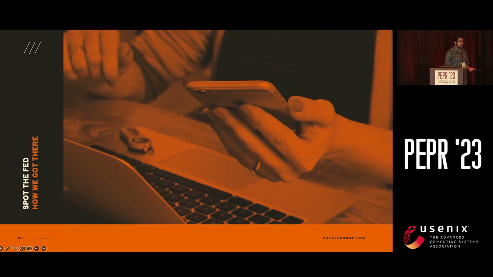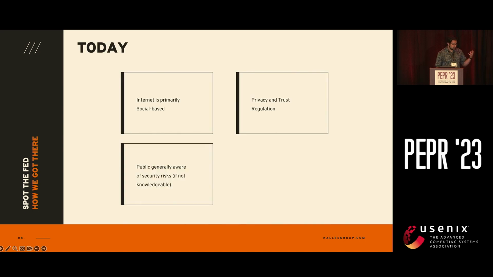Fast forward to today, most of the reason you're interacting with the internet as a whole is to interact with other people. In other words, primarily a social-based medium. And with the advent and spread of technology, people have started becoming at least a little bit aware, if not a bit knowledgeable, about some of the security and privacy risks. And that has also expanded to regulators and legislators who are thinking about privacy, trust and safety, misinformation, disinformation, and all these challenges.